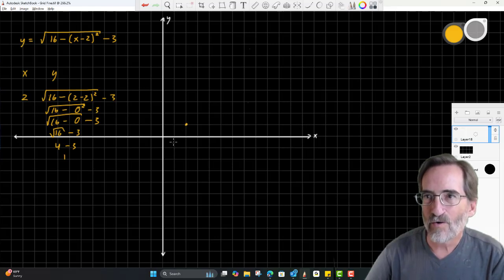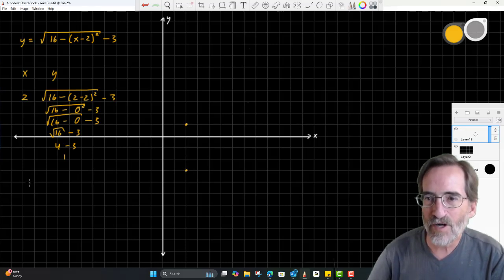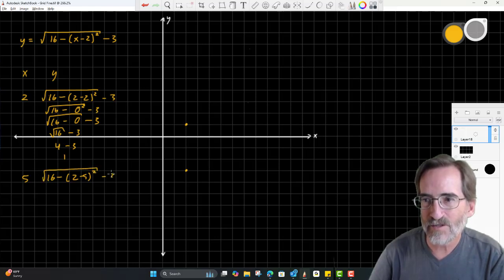Okay. We already know that the center is at 2, -3 right here. So let me try one more value here. Let's put in 5. So 16 minus 2 minus 5 squared, square root, and this isn't going to come out nice. 2 minus 5 is -3.